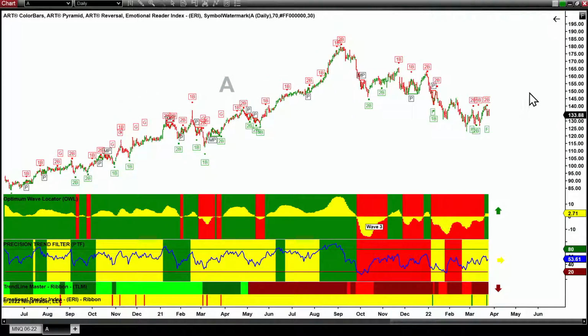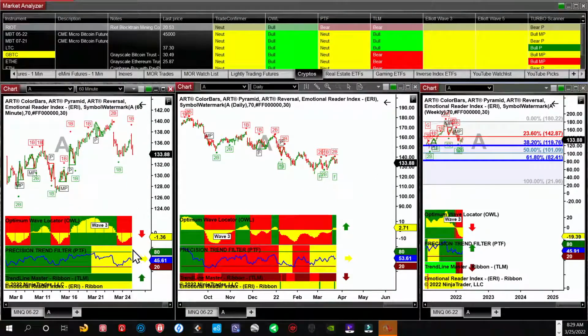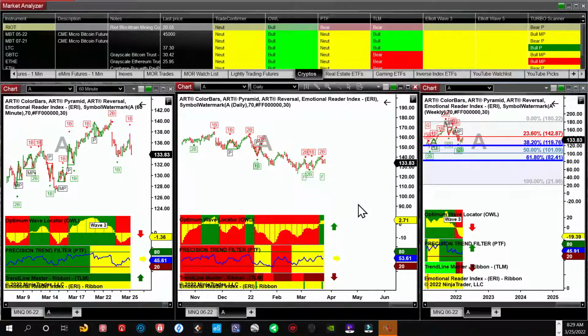So we didn't hit the target zone on the weekly. This is trending sideways, and we still have an active pyramid down. Let's see what this one shows here. This has bearish on the owl, and no more green PTF. I would not go into this yet. Let's see how this resolves itself a little bit.